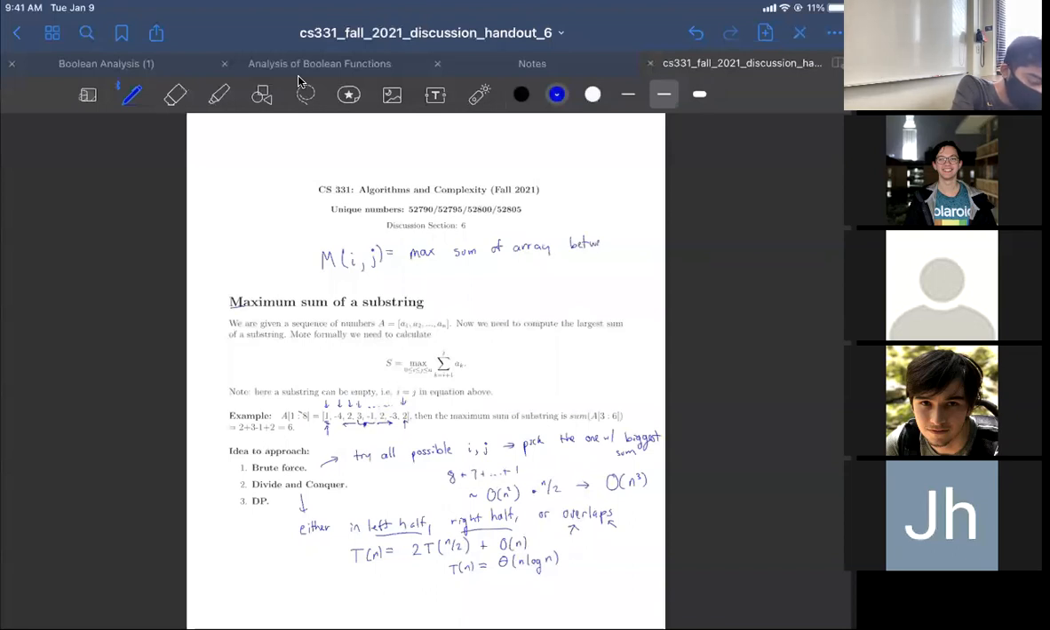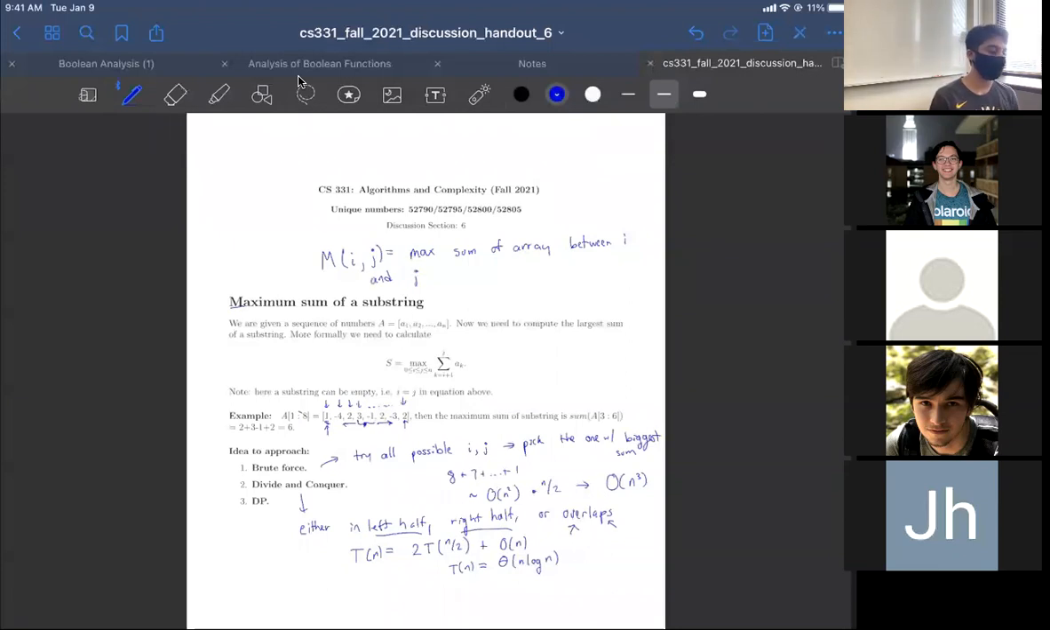between i and j. So what this is saying is it's just an array that's constrained between i and j. It doesn't have to start at i and end at j. It just has to be somewhere in between. Now there's an issue here.